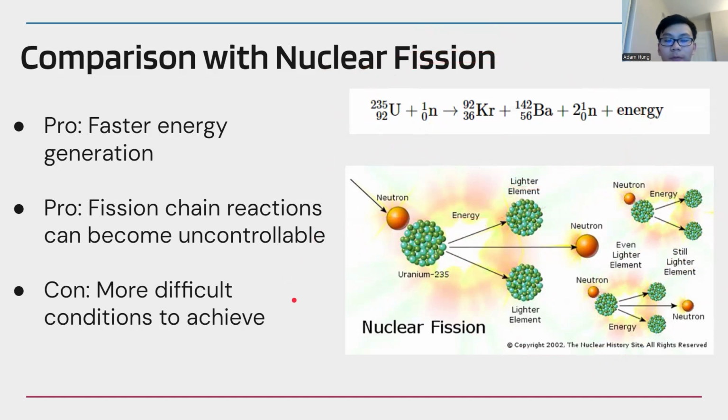A con for fusion compared with fission is that the conditions for fusion are much more difficult to achieve. As for fission, you only need a heavy atom and a neutron.